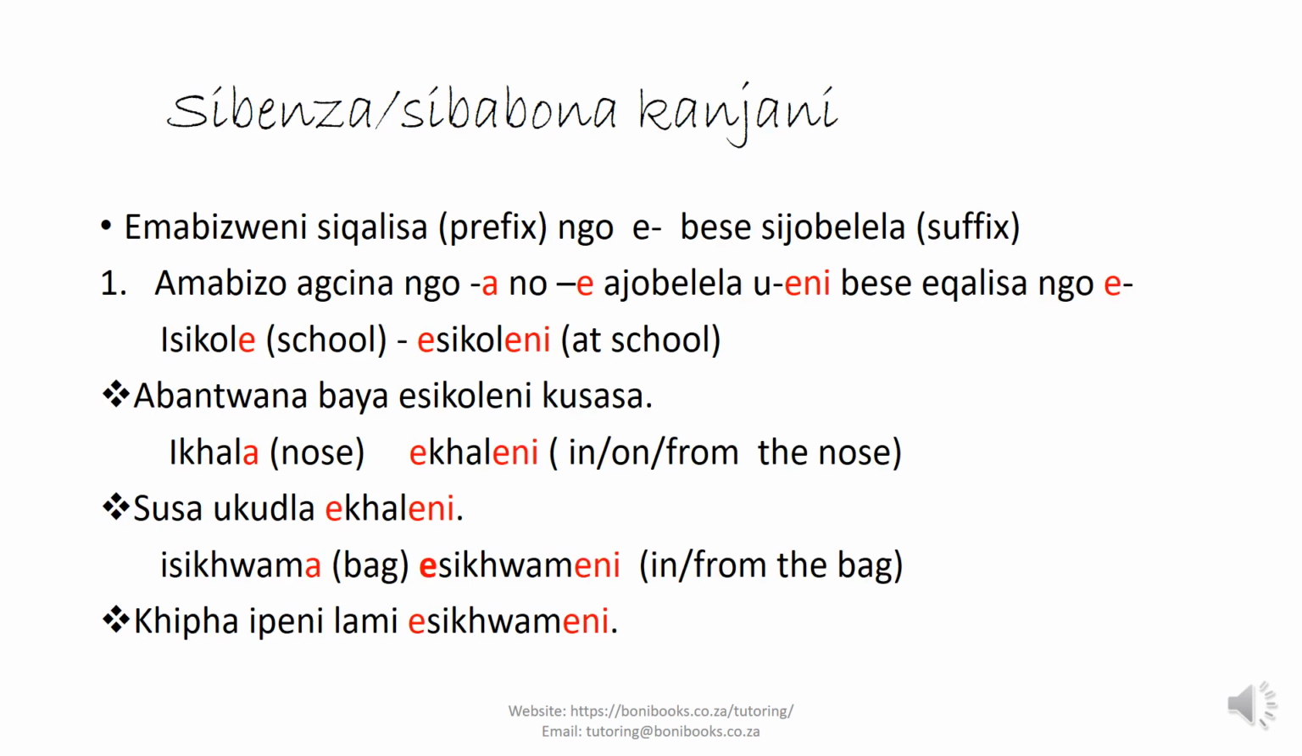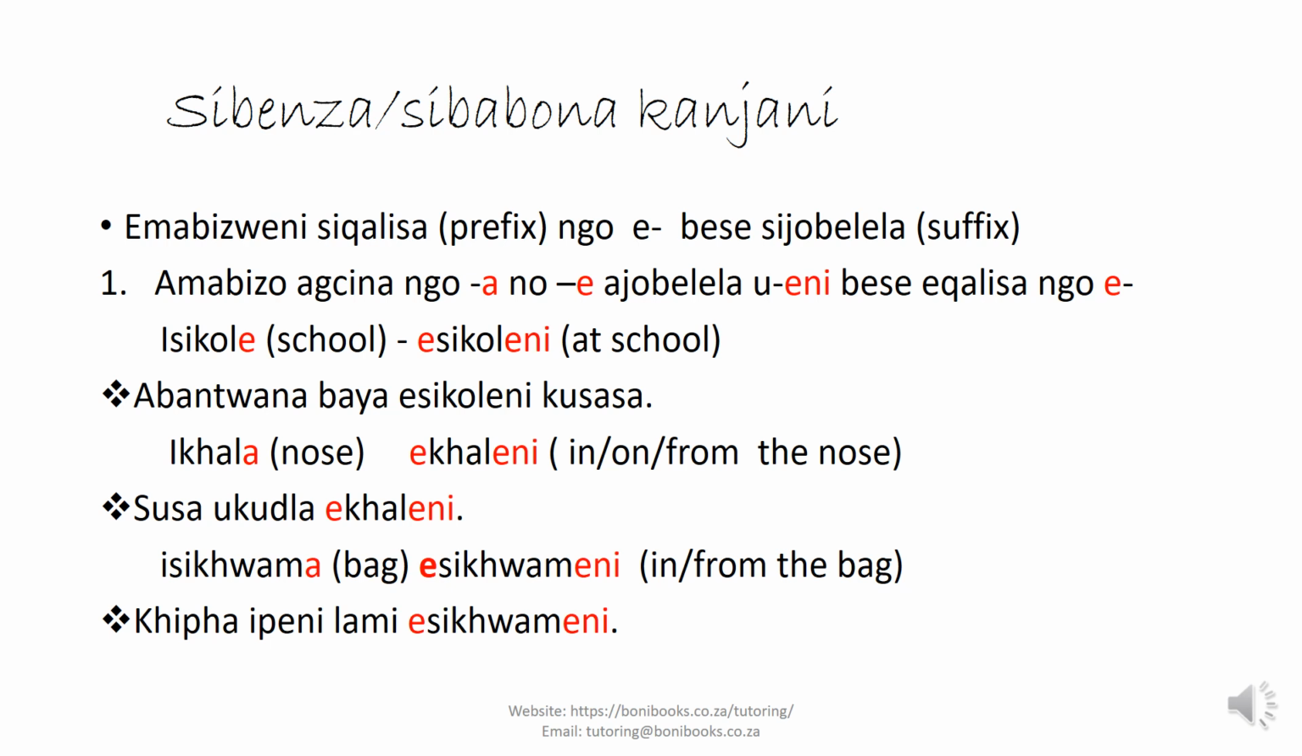Then our next slide says Sibenza noma sibabona kanjani. How do we see Ondaweni? How do we say that this word is Ondaweni? How do we say that this word is a locative? The most important thing that I can say to you is that we are going to look at the nouns. If we're working with nouns in a sentence, we're going to change them into the locatives, into Ondaweni.